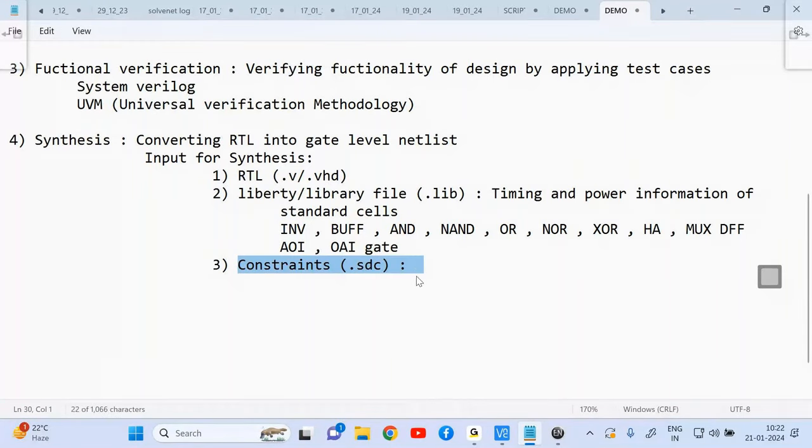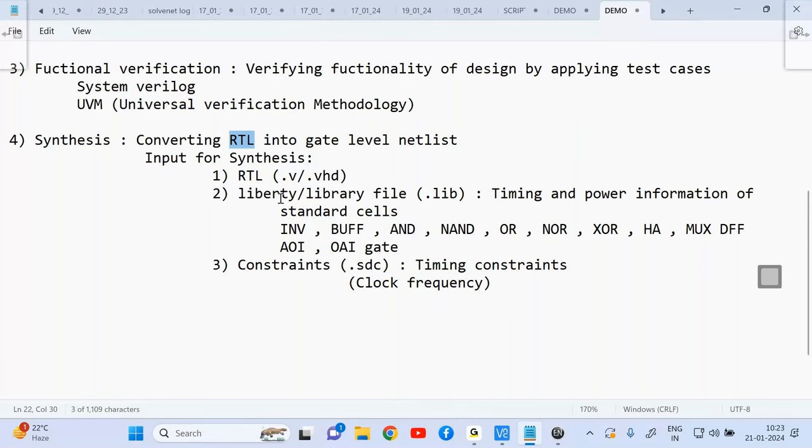Constraints mainly means we have timing constraints. I'm not saying timing information, I'm using the word timing constraints. We have plenty of information in the constraints, but briefly, mainly you have the clock frequency. What are the clocks used in your design? What is the frequency of operation? Whatever RTL you have, the clock in it is working in megahertz. So synthesize your design so that it also works at that megahertz.